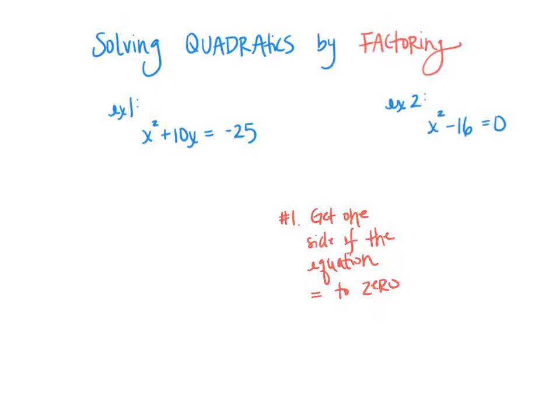So looking at example 1, we don't have one side equal to 0. So I am going to add 25 to both sides. Now, I always prefer to keep the quadratic term, which is x squared, positive. So that would give me x squared plus 10x plus 25 equals 0.